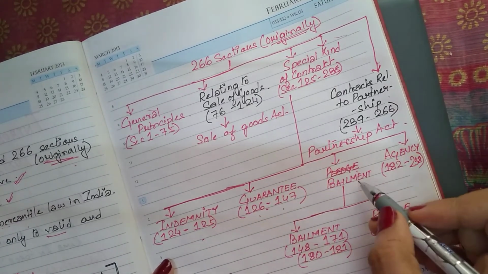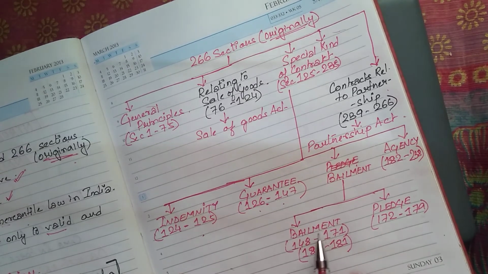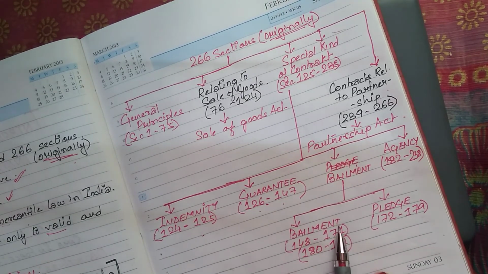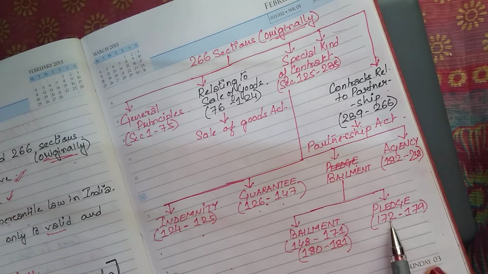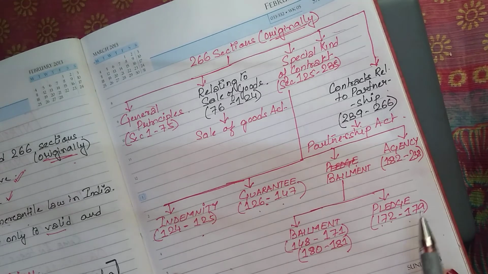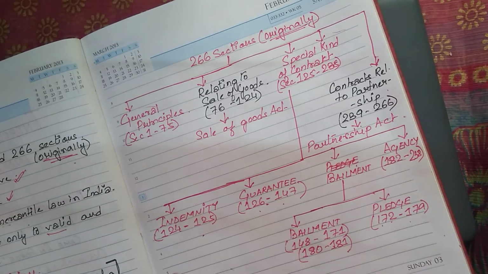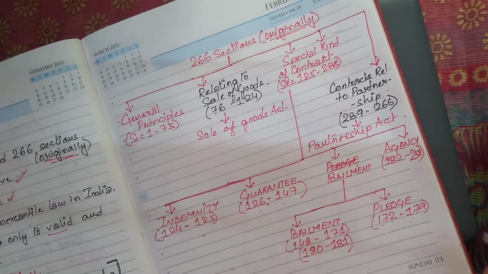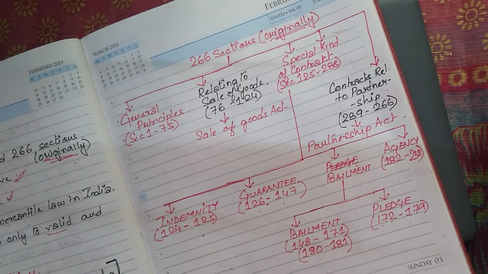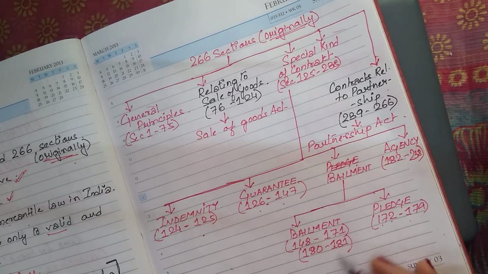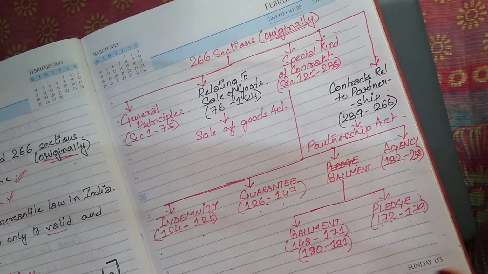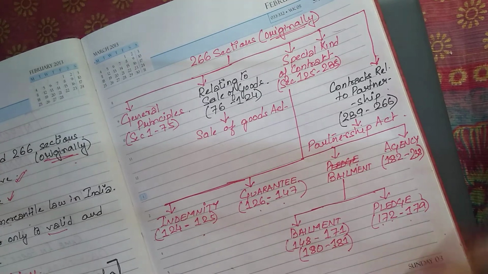Then comes bailment. Bailment can be further divided into bailment and pledge. Bailment is dealt under section 148 to 171, 180 and 181. Pledge is defined under 172 to 179. What is bailment? If you hand over the possession of a movable good to somebody else for some specific purpose and for a specific duration of time, that is known as bailment. What is pledge? Pledge is a mortgage of movable property.